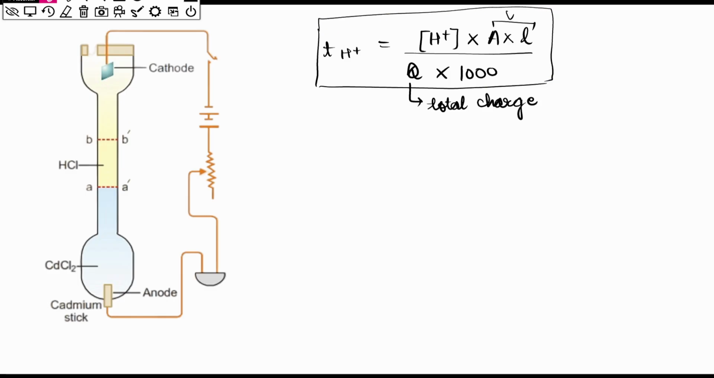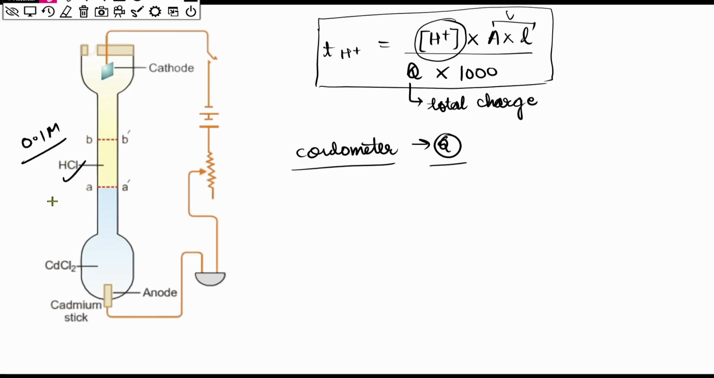The only thing required here is the coulometer. The coulometer will determine how much of the total charge is present and how much of the total charge has flowed. This H plus concentration will be well known through the HCl solution itself. Suppose we are taking 0.1 molar or whatever, we can easily find out the H plus concentration and it will already be known. The area is standard. Area will always be standard because of this particular vessel. There will be a fixed area of that cross section.